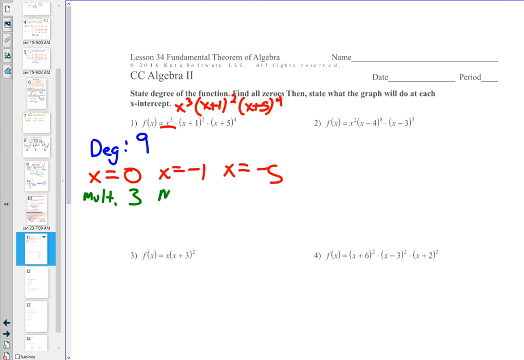3, good. What's the multiplicity of negative 1? 2. And then finally? 4. So now let's translate this. What would happen with a multiplicity of 3?